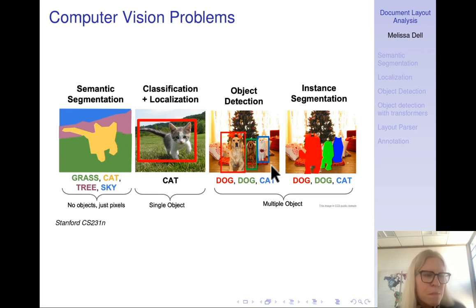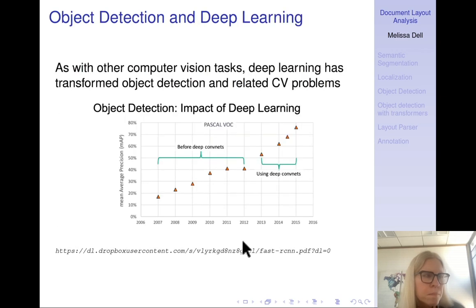And so you can see in this example, there's 2 dogs and a cat, and you've localized a box for where each of those dogs and the cat are located, and you've classified what they are. And then the final thing is instance segmentation, where you're segmenting each of the objects that appear in the image, and you have an arbitrary number of objects that can appear. All right, so as with other computer vision tasks that we've seen in the course, deep learning has transformed object detection and related computer vision problems.